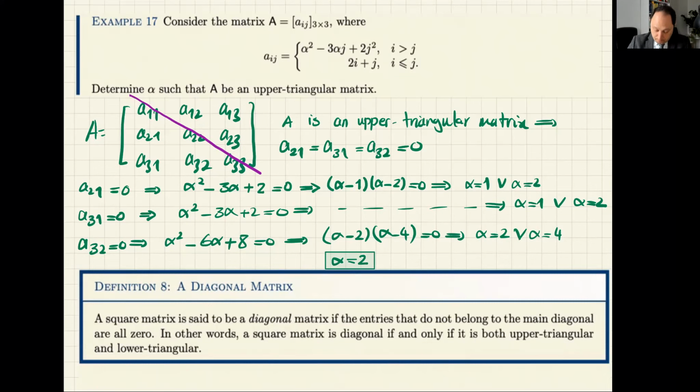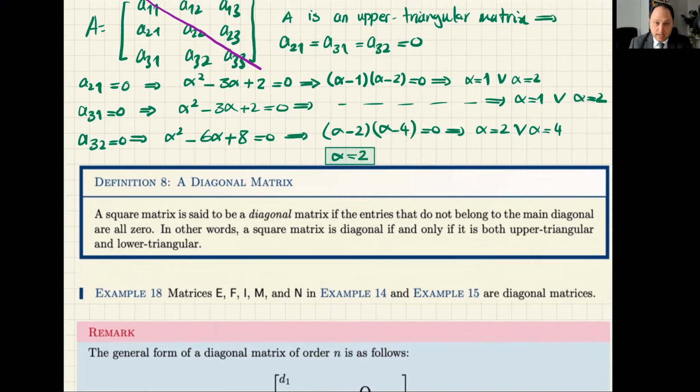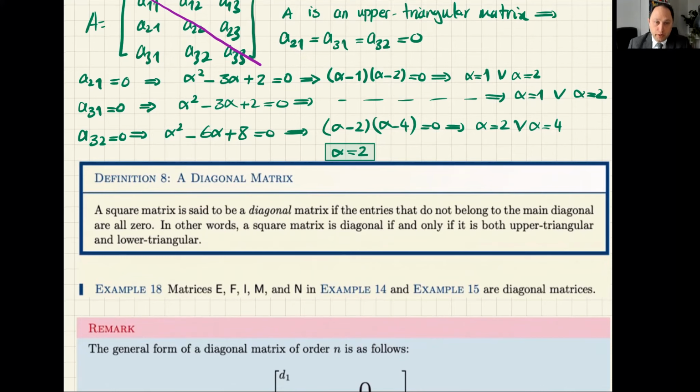No. Okay. And then another class of very important square matrices are matrices which are called diagonal matrices. And I think that you already know what that is. A matrix is called a diagonal matrix if it is both upper triangular and lower triangular. In other words, it's a diagonal matrix if every entry above the main diagonal, as well as every entry below the main diagonal, is equal to 0.